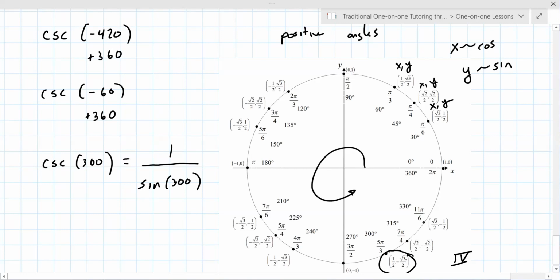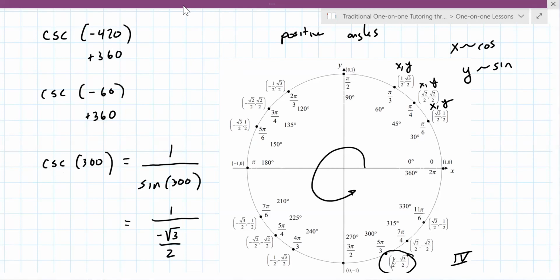I'm circling it. I'm trying to get you focusing on the y value. It's root 3 over 2. I forgot how to say it. Yes. So the sine of 300 is this, minus square root of 3 over 2. And see how cosecant is 1 over sine, so it's 1 over this.